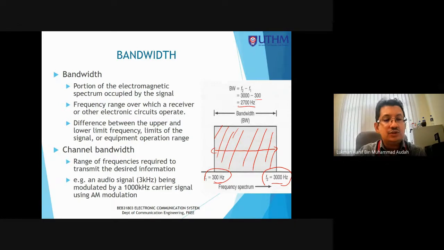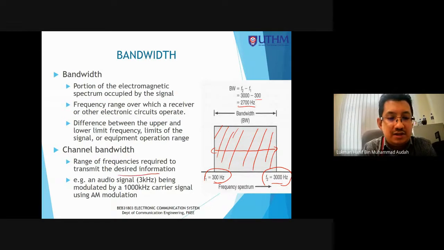Okay, so channel bandwidth is the range of frequencies required to transmit the desired signal. For example, an audio signal of 300 kHz being modulated by a 1000 carrier signal using the AM modulation.